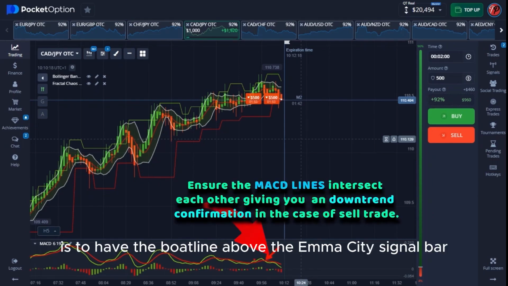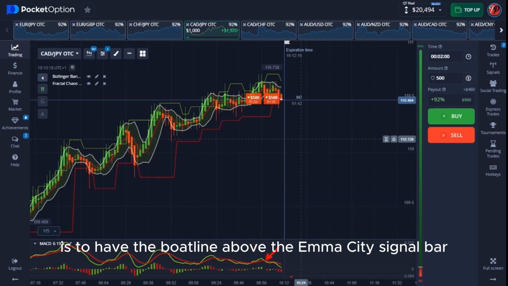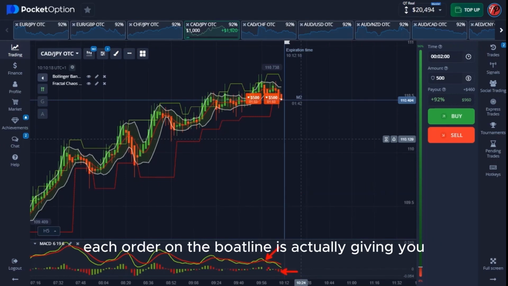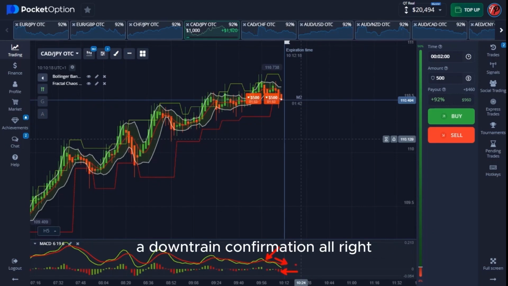This time around we need to have the bold line above the MACD signal bar right here. So make sure the bold lines actually intersect each other, and the bold line is actually giving you a downtrend confirmation. All right, so that's the number one thing. The second thing is your Bollinger Band and your fractal indicator.